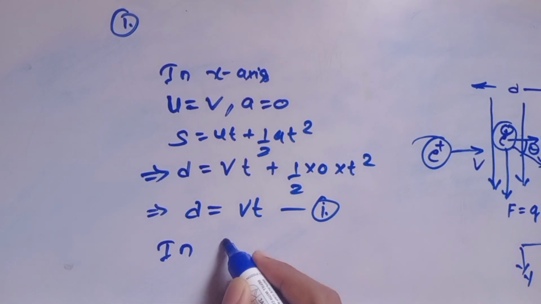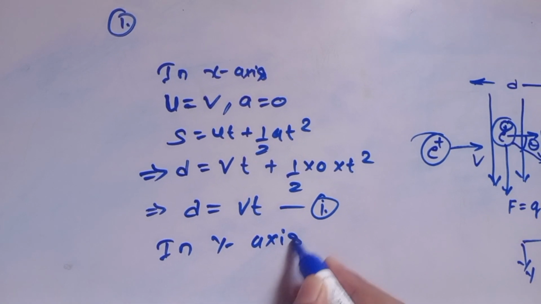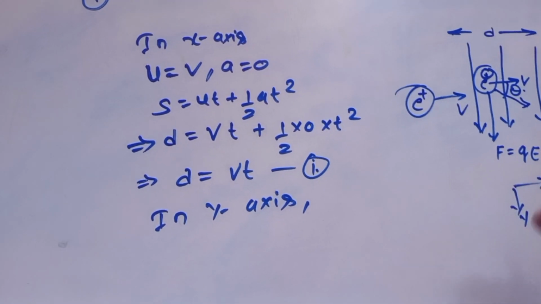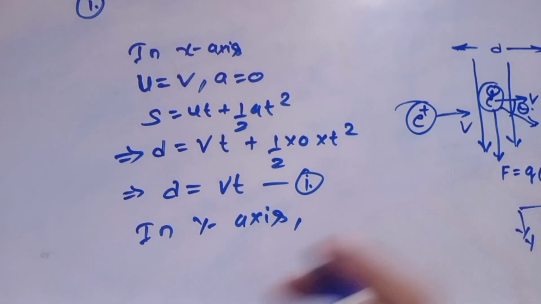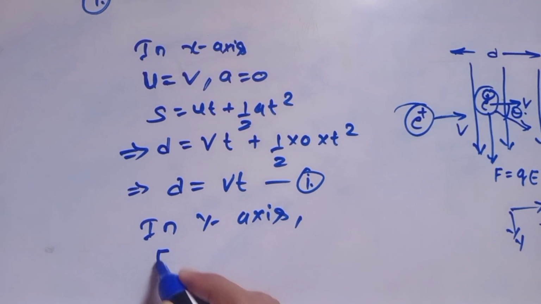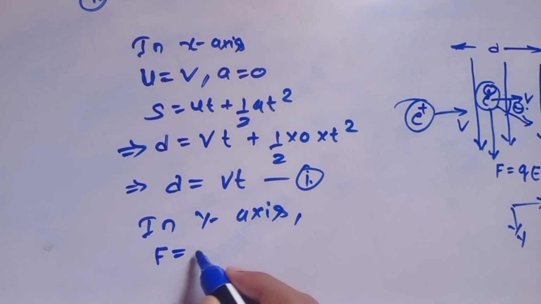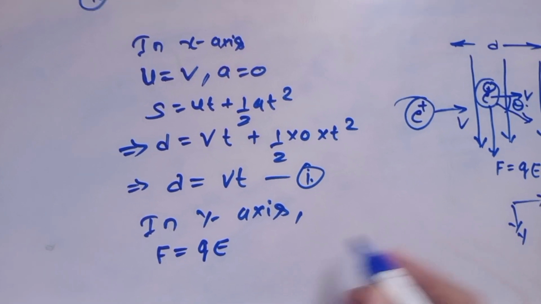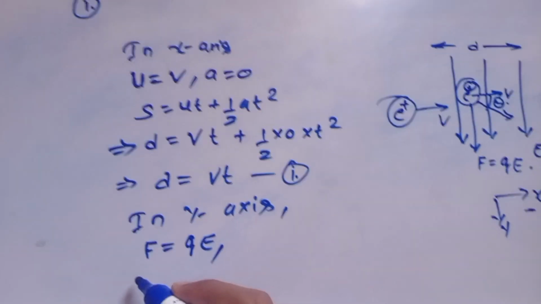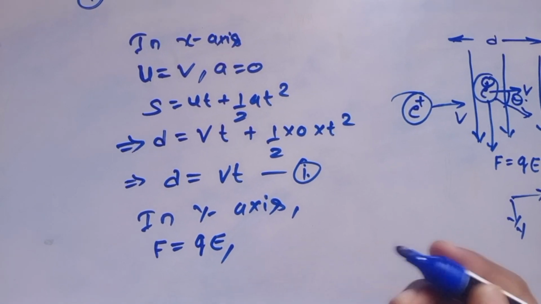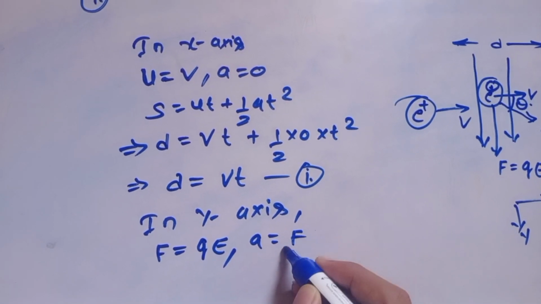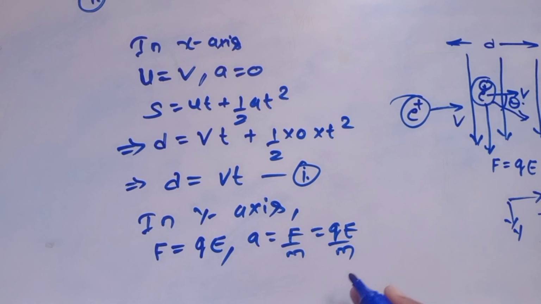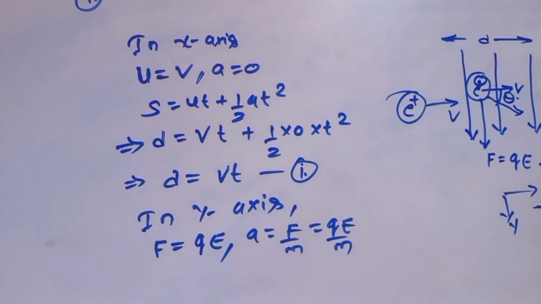In the y-axis, what is happening? Here we understand. In the y-axis, force is applied on the positive charge particle, which is represented by E positive. Force, which is electrostatic force, equal to QE. And with the help of force, we can find acceleration, which is force by mass, QE by m, where mass is represented by m.